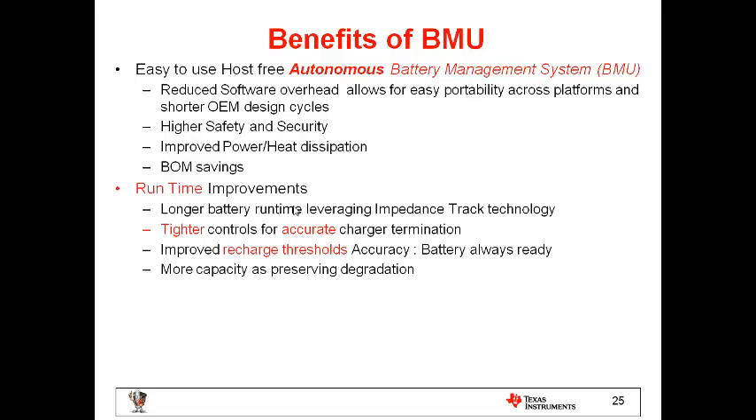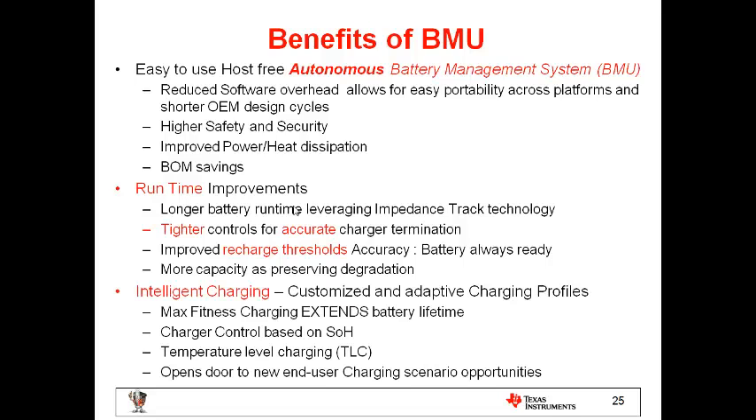Also, we can leverage the impedance track technology to achieve longer run times for batteries, and also have better charge termination accuracies and recharge thresholds. And by making the gas gauge the brains of the BMU, we can make use of MaxLife, have charge control based on state of health, and also charge control based on temperature.